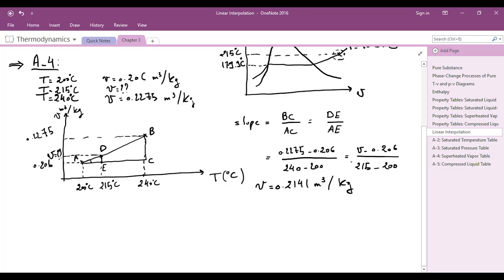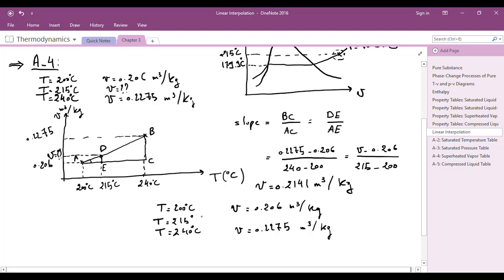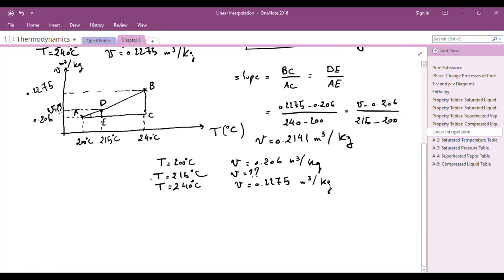From my personal point of view, I prefer to write this equation in this manner. I say that at a temperature of 200, I have a specific volume of 0.206, and at a temperature of 240, I have a specific volume of 0.2275 meter cube per kilogram. So at a temperature of 215, what is the specific volume? I prefer to do the following calculation.